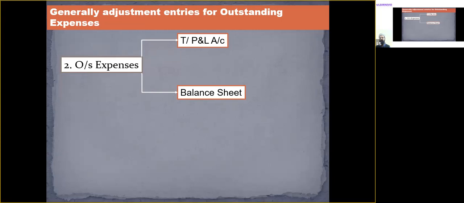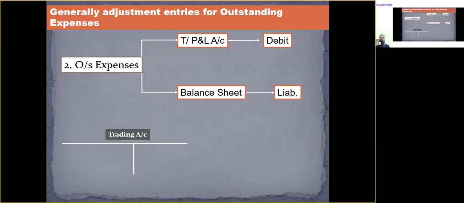Outstanding expenses are a liability for the business as well. So after recording it in the trading account or profit and loss account, we will be writing it in the balance sheet also. In the trading account, we will be writing it on which side? On the debit side, because it is an expense. And in the balance sheet, we will be writing it on the liability side.